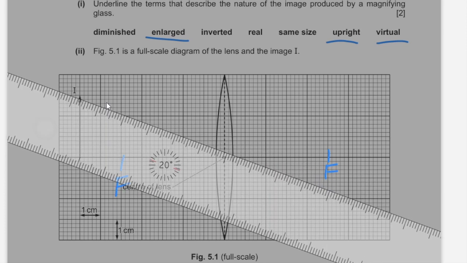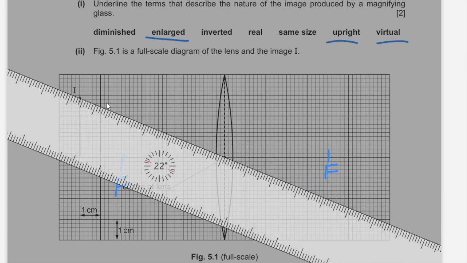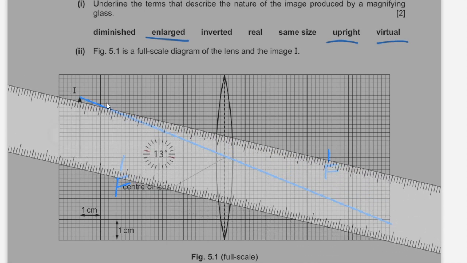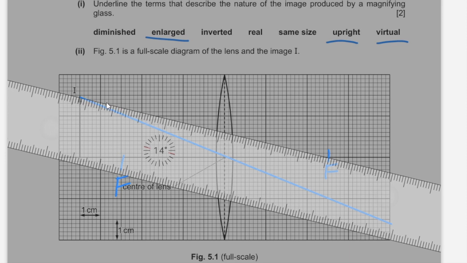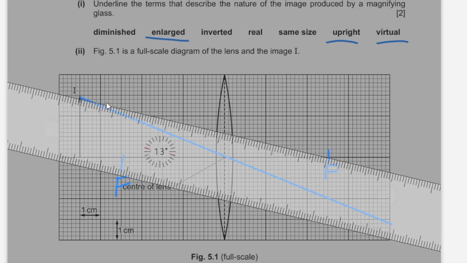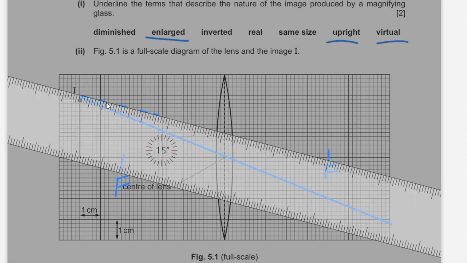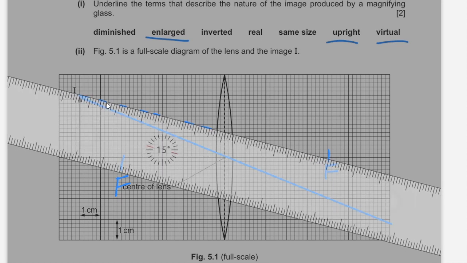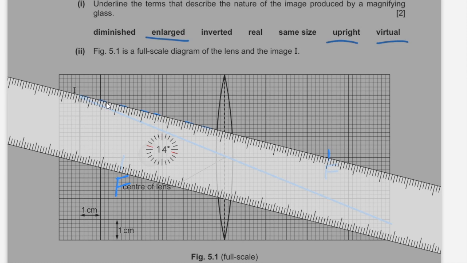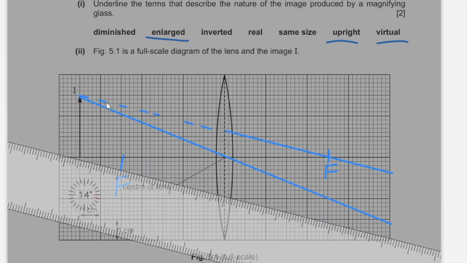So first off, one of the lines is going to be passing from the top of the image through the center of the lens. The second line, since this is a magnifying lens, would be an imaginary line on one of the sides, and it would then pass through the principal focus. So from the top of the image, an imaginary line to the lens, and then it's going to be passing through the principal focus over here.